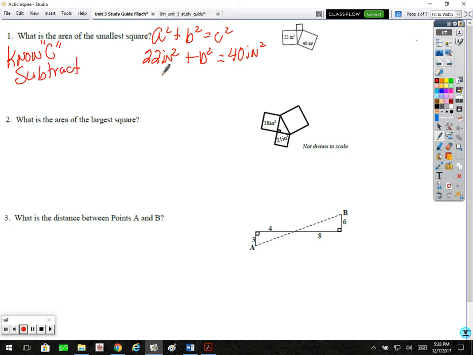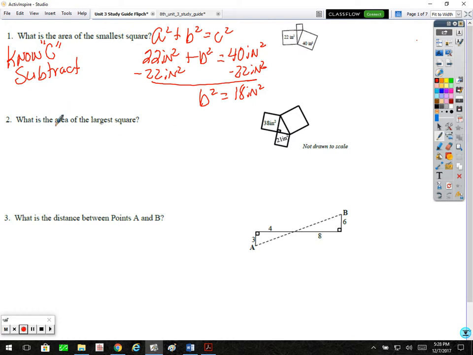Okay, so for this one, it's already done. So minus 22 inches square, minus 22 inches square. So what we have is b square equals 40 minus 22 is 18 inches square. That is this area inside the box. Okay, remember, when you see the square, it has already been done for. That is the area. Okay.